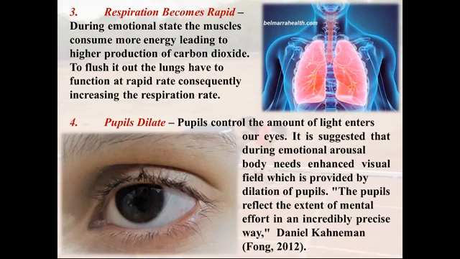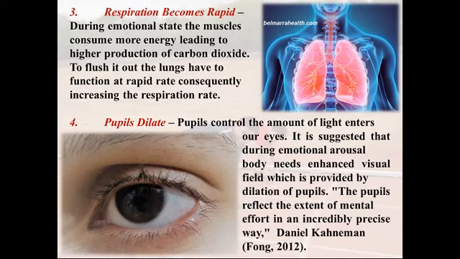The fourth part is that pupils dilate. See, this is the image, a dilated pupil. Why do the pupils dilate and what is their function? Let me tell you. The pupils control the amount of light that enters our eyes. It is suggested that during emotional arousal, the body needs an enhanced visual field, which is provided by the dilation of pupils. The pupils reflect the extent of mental effort in an incredibly precise way. That is a sentence said by Daniel Kahneman.